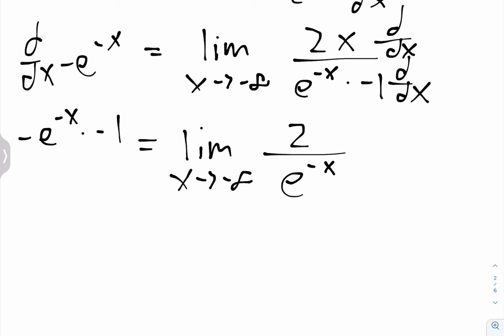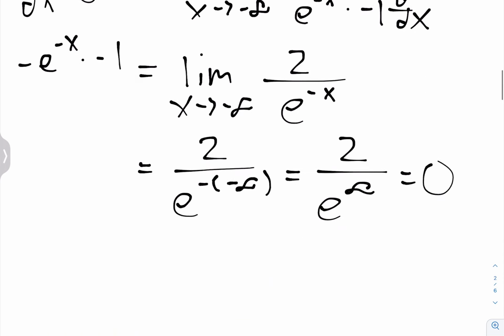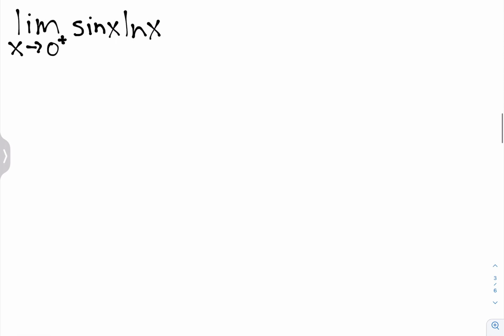Okay, and if we have negative infinity in for x now, it's going to be 2 over e to the negative infinity, which is going to be 2 over e to the positive infinity, which is just 0. So 2 over infinity is always 0, any constant over infinity.